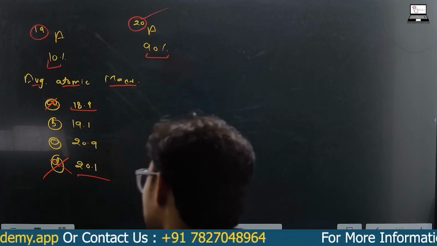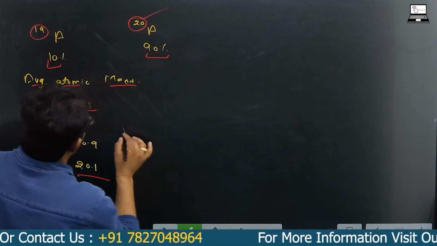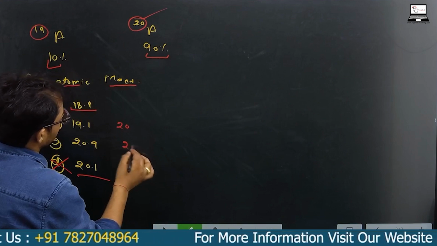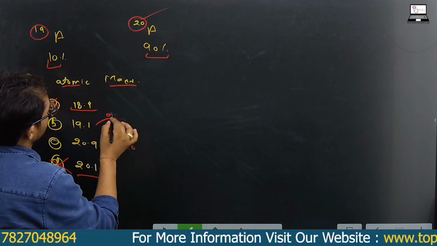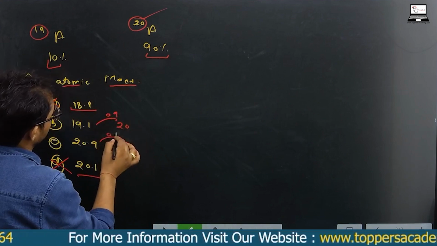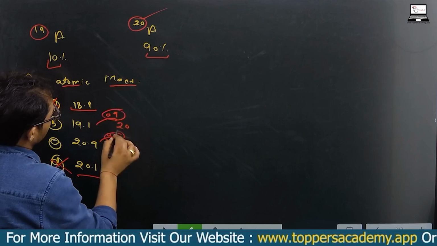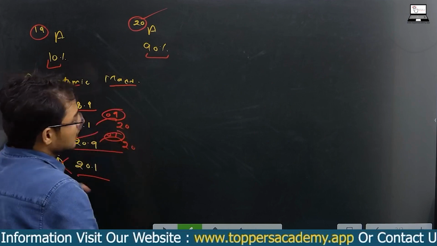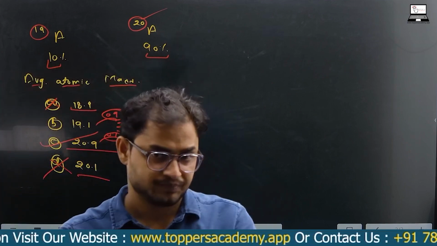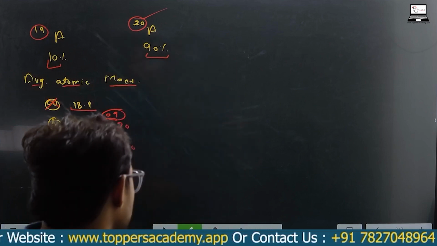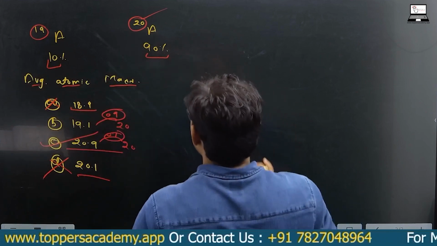That means the answer will be very close to 20. So, listen, we have to see the closeness to 20. One has 0.9 difference, the other has 0.1 difference. So 0.1 means it is very close. That means this will be the answer. C option will be the answer. 20.9 will be the answer.